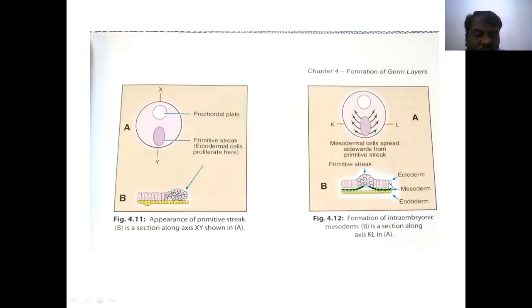This formation is known as the three layers, gastrulation. This is also an important short note. We are expecting gastrulation as a short note, and also primitive streak development. How does the primitive streak develop? You should know this is developed from the ectoderm.